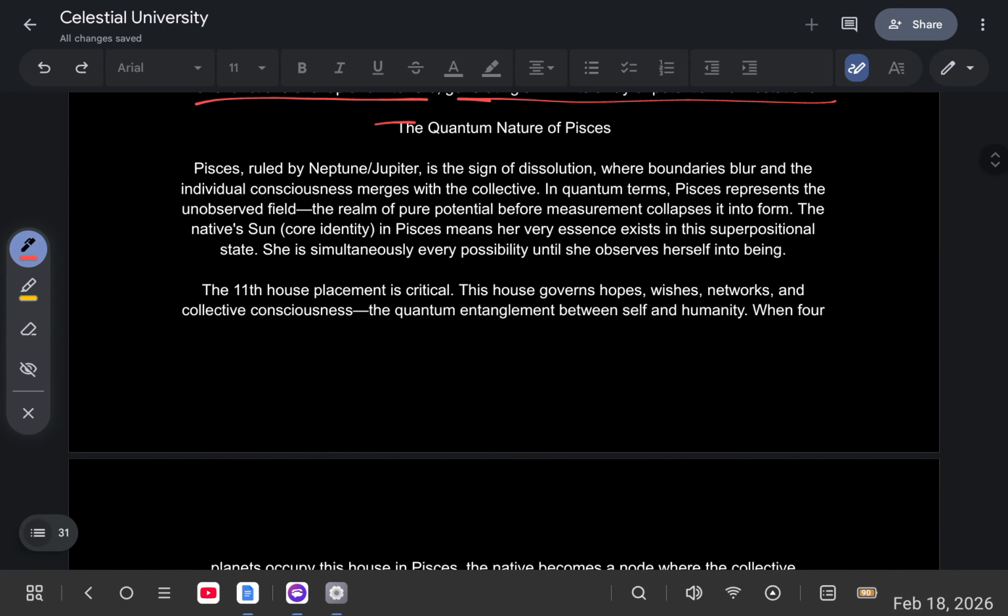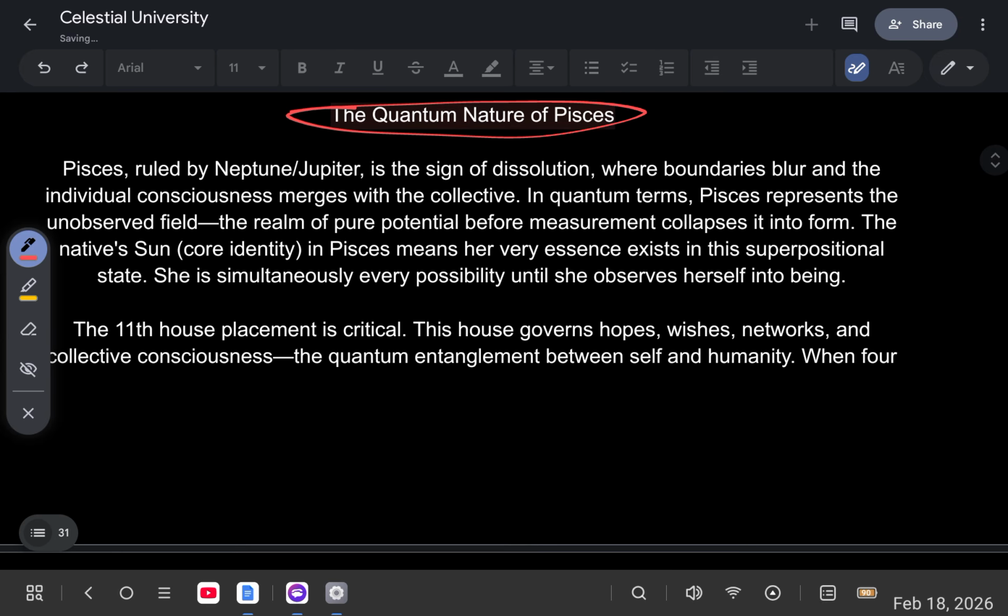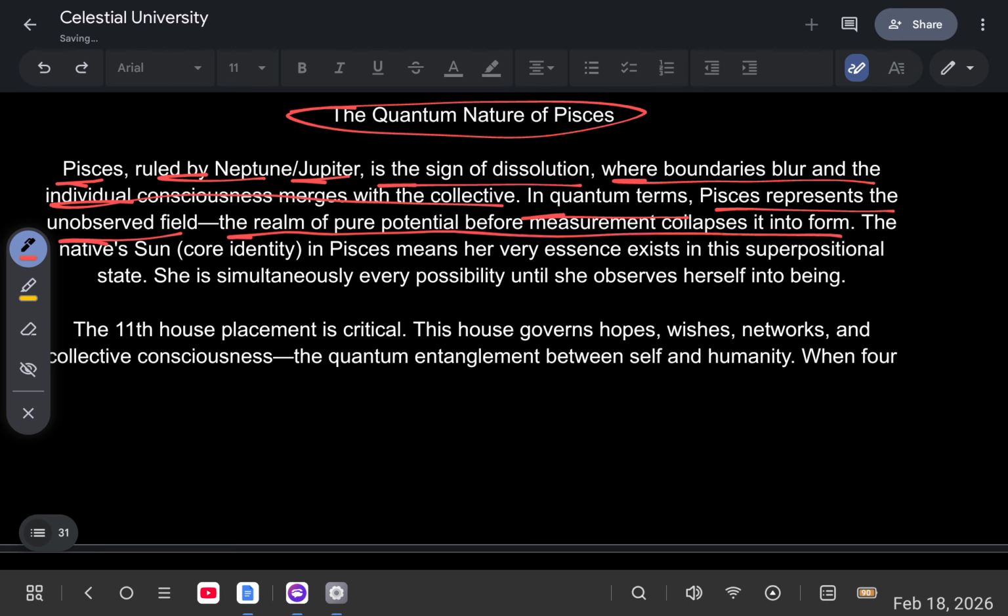Let's look at the quantum nature of Pisces. Well, Pisces is ruled by Neptune and Jupiter. It's a sign of dissolution, where boundaries blur and the individual consciousness merges with the collective. In quantum terms, Pisces represents the unobserved field, the realm of pure potential before measurement collapses it into form. The native's Sun, which is the core identity, in Pisces means her very essence exists in a superpositional state. She is simultaneously every possibility until she observes herself into being.